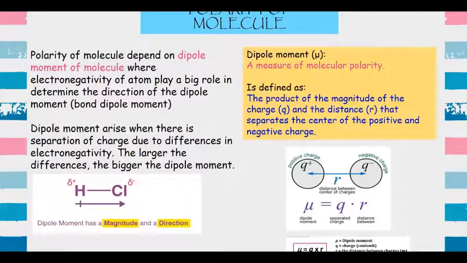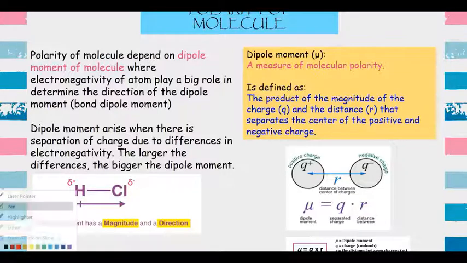Okay, so let's see the polarity of the molecule. The polarity of the molecule depends on the dipole moment of the molecule, where this dipole moment depends on the electronegativity of atoms. This electronegativity of atoms will play a big role in determining the direction of the dipole moment or the direction of the bond dipole. Usually we have a bond dipole, we have an arrow. Suppose this arrow here.